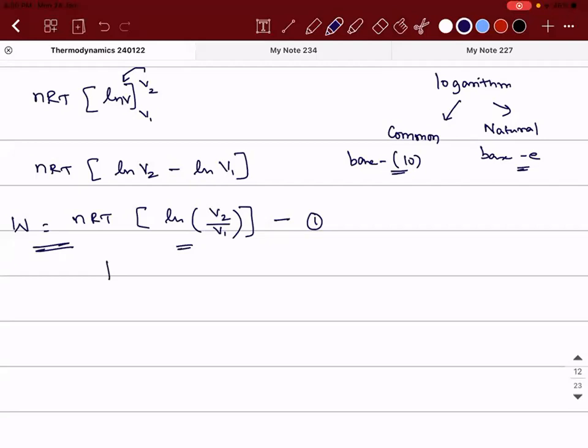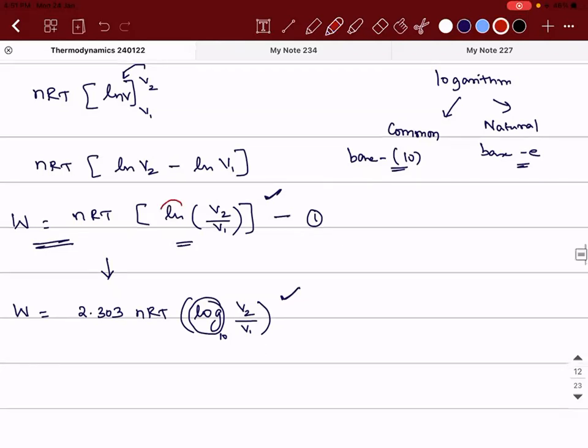Similarly, this can also be converted into common logarithm like this. W will be equal to 2.303 nRT log of V2 divided by V1, where you multiply the natural logarithm with 2.303. If I write log by default, then it is log base 10. So try to understand the difference. This is also work done. Both are the work done in the case of isothermal expansion. The minute difference is that here we write ln, that is log base E, and here we write log base 10.